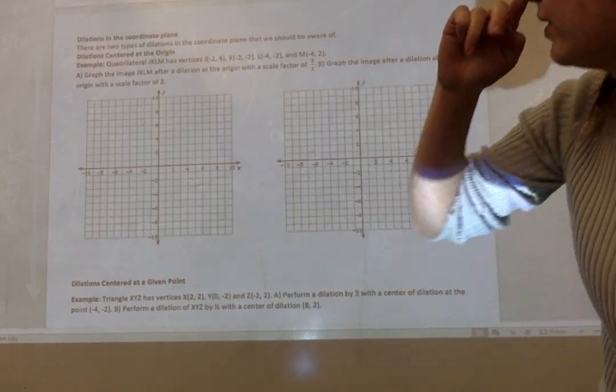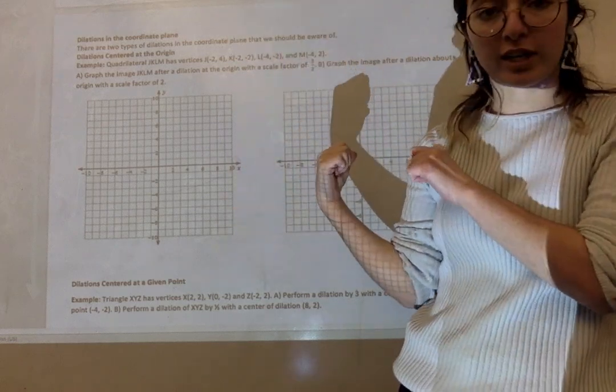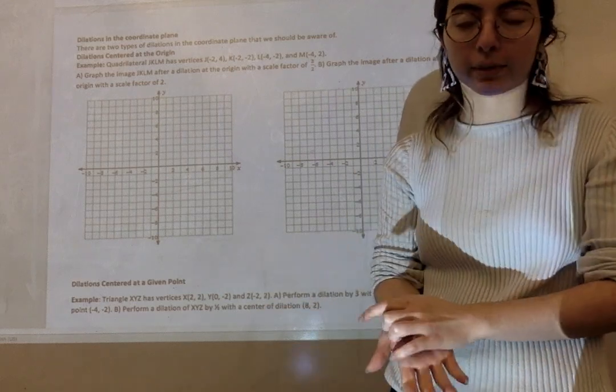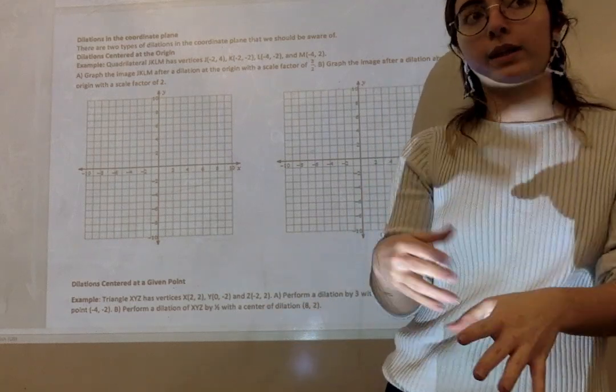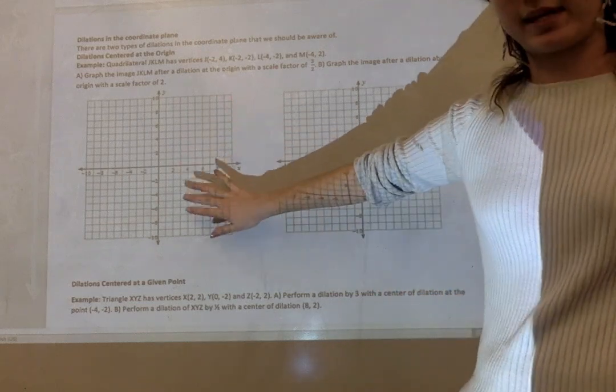I'll read them out. Dilations in the coordinate plane. So we just did a rotation kind of in blank space. Rotations can also happen on the coordinate plane. You'll learn more about that tomorrow with the applet. Let's talk about dilations on the coordinate plane now.